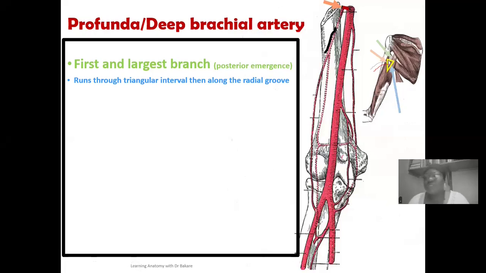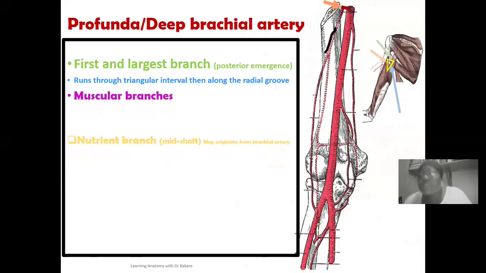But before passing through this spiral groove, it is seen to give off a number of muscular branches. It is also seen to give off the nutrient branch. So for the muscular branches, it is seen to give off a deltoid branch, and this is what is highlighted here at this point. You see that this deltoid branch here is directed upward, or ascending upward, where it will be giving supply to the deltoid muscle that is located above the space.